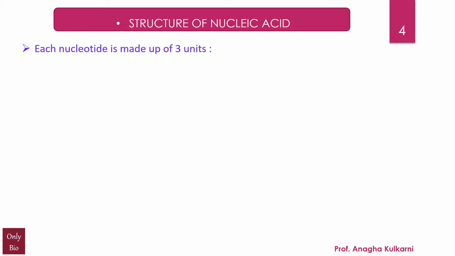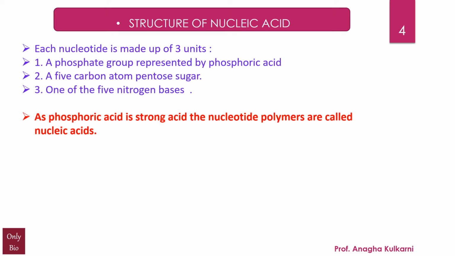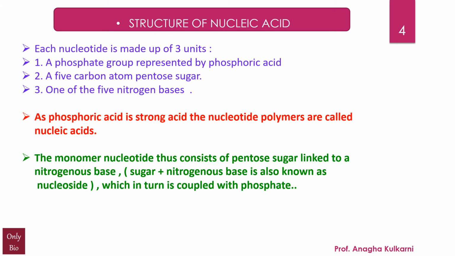Each nucleotide in turn is made up of 3 units. First, a phosphate group that is represented by phosphoric acid. Second, a 5 carbon atom pentose sugar. Third, one of the 5 nitrogen bases. Next, as phosphoric acid is a strong acid, the nucleotide polymers are called nucleic acids. The monomer nucleotide thus consists of pentose sugar linked to a nitrogenous base. That is, sugar plus nitrogenous base is also known as nucleoside, which in turn is coupled with the phosphate group.